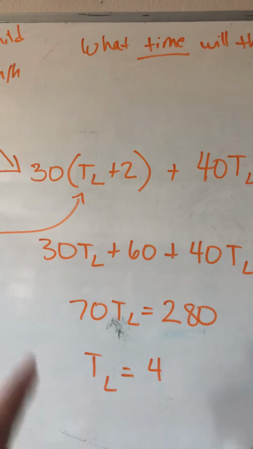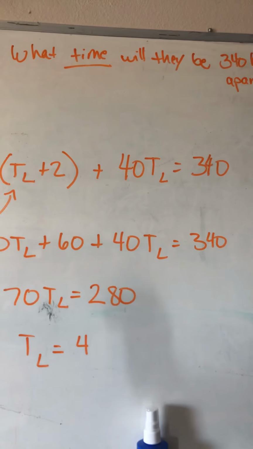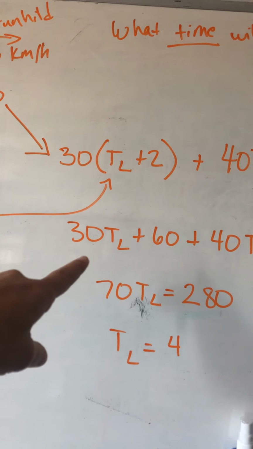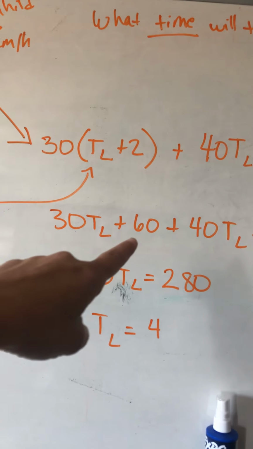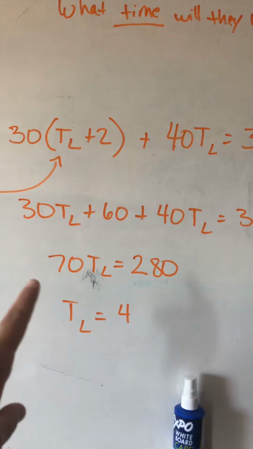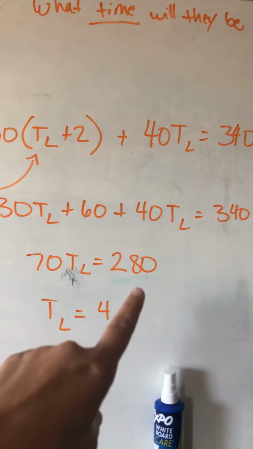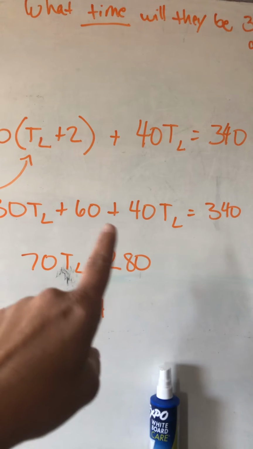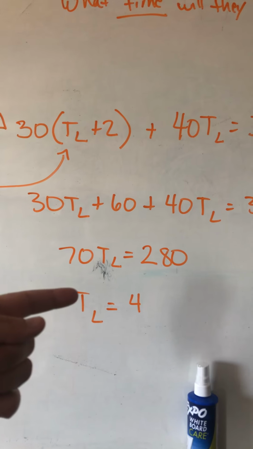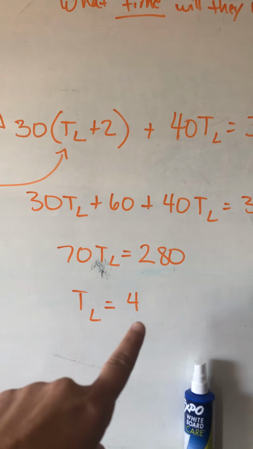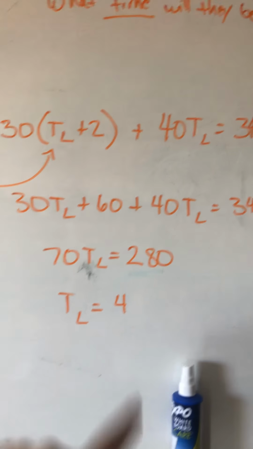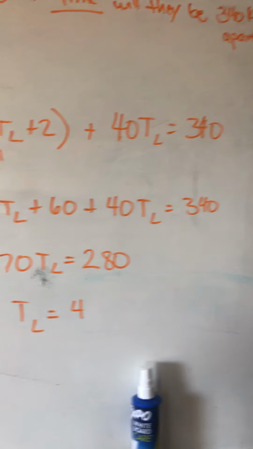You can see that. So we work this out, and this is all going to equal our distance of 340 kilometers. Then you work this out, distributive property, 30 TL plus 60 plus our 40 TL equals 340. That gives us 70 TL equals 280, because we've subtracted our 60 from both sides and added our TLs. We divide both sides by 70, which gives us 4. That is 4 hours. In 4 hours, they will be 340 kilometers apart.